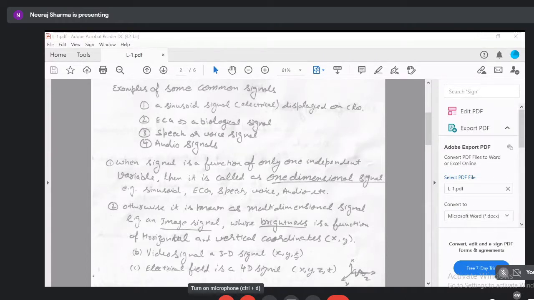Any question or examples that we have discussed so far? सर हम ये पूछ रहे हैं कि इलेक्ट्रिक फील्ड कैसे 4D सिग्नल, सर एक बार इसको समझा दीजिए. इलेक्ट्रिक फील्ड? यस सर, ये 4D सिग्नल कैसे है? 4 डायमेंशनल कैसे है?